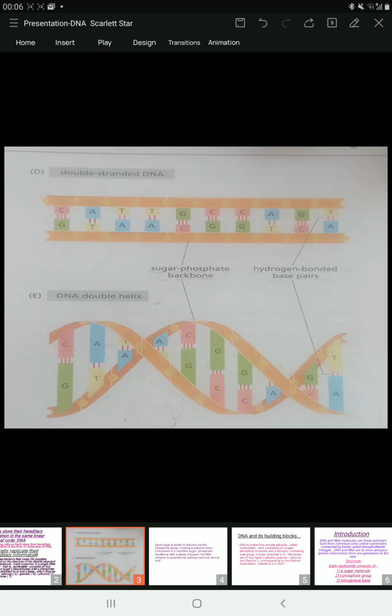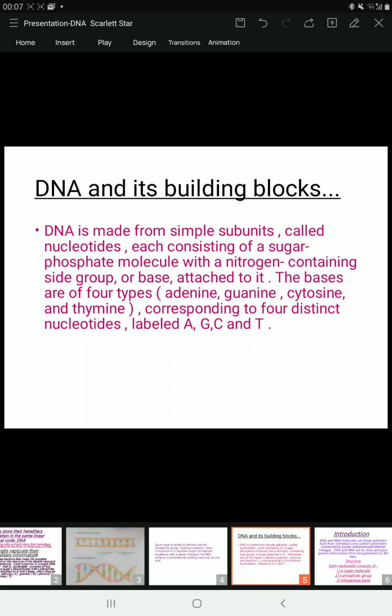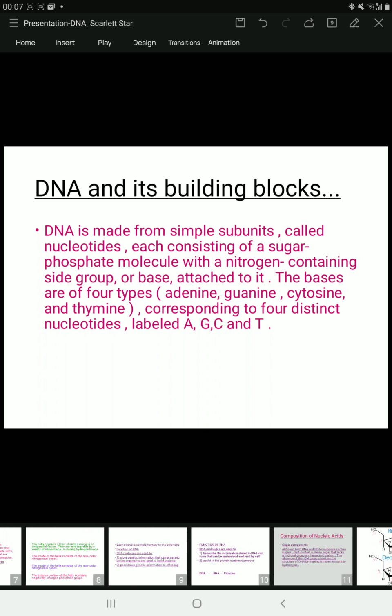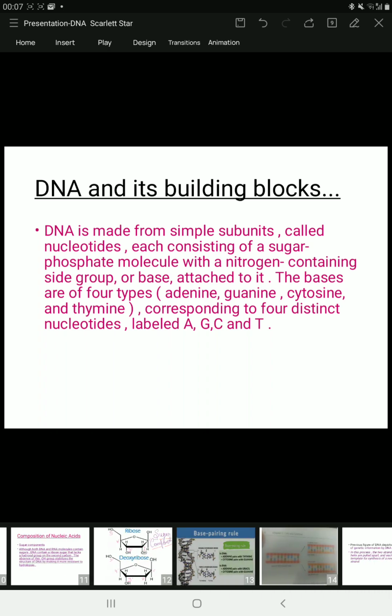So DNA is made from simple subunits. The subunit of DNA is the nucleotide, meaning sugar, phosphate, and nitrogenous bases, obviously, and we can label it ATGC.